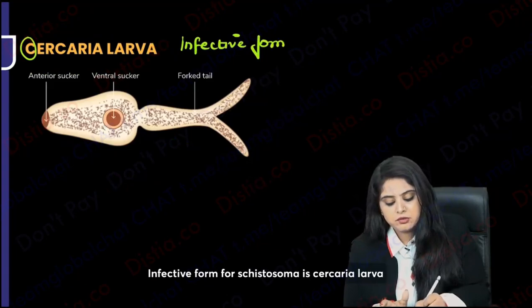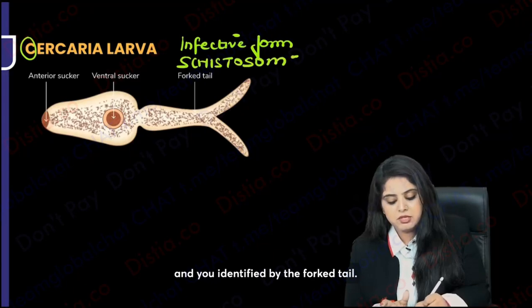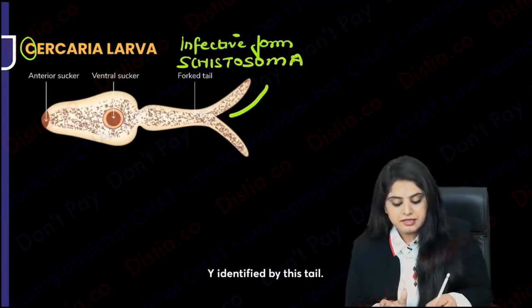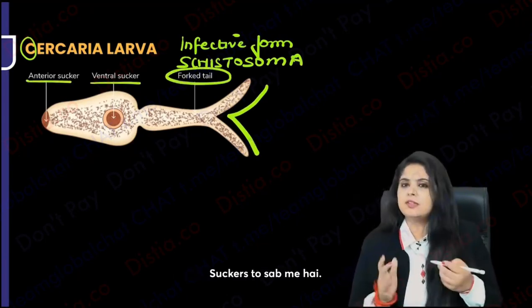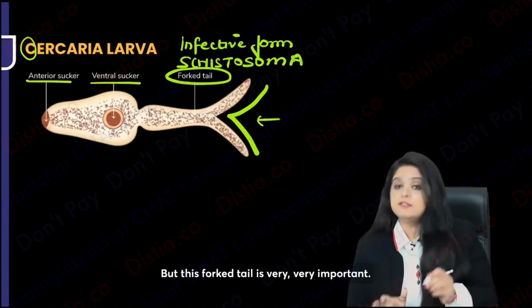The infective form for schistosoma is Cercaria larva, and you identify it by the forked tail. There is no other form which is going to have a forked tail. Suckers are present in all of them, but this forked tail is very, very important.